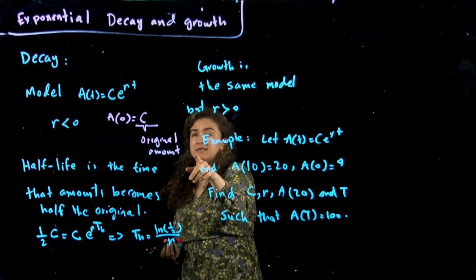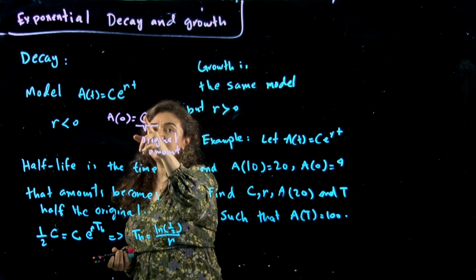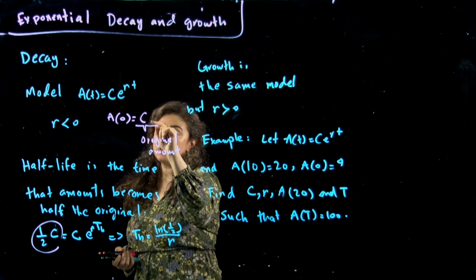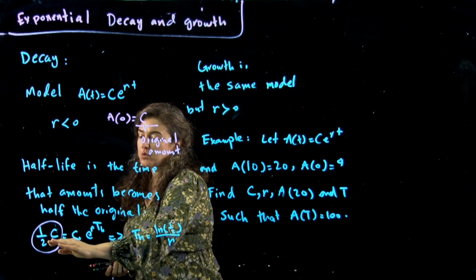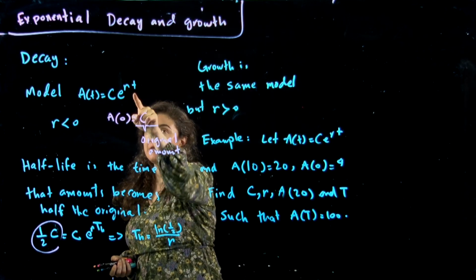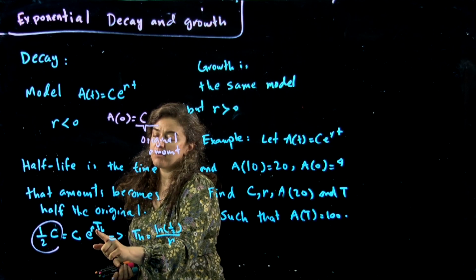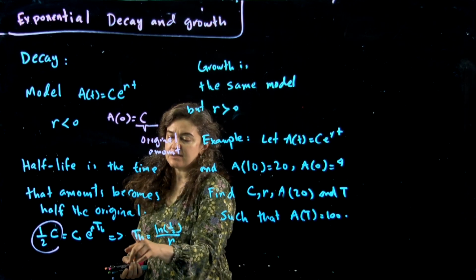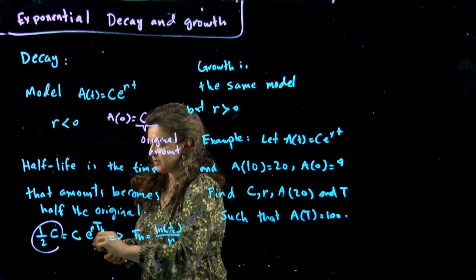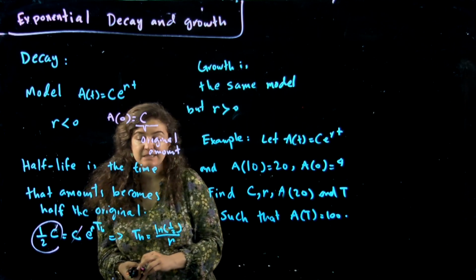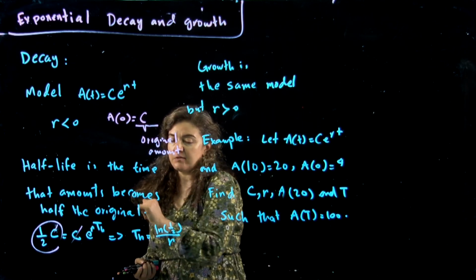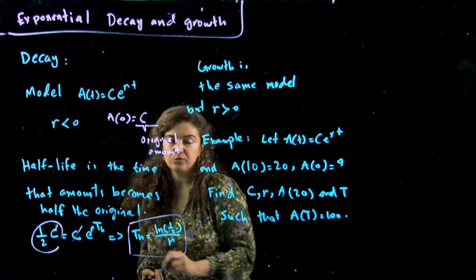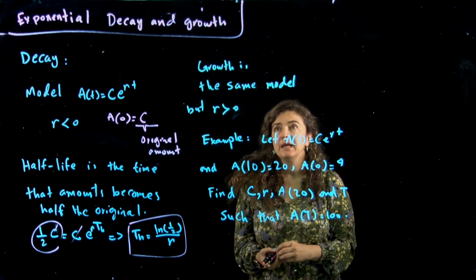And what this is saying is that half-life is when the amount becomes one half of the original amount. So one half of c, and then plug in the half-life, t sub h, and you get c e^(r t_h). Solving for t sub h, first we simplify the c, then take the ln of both sides, and divide by r to get t sub h equal to ln of 1/2 divided by r.